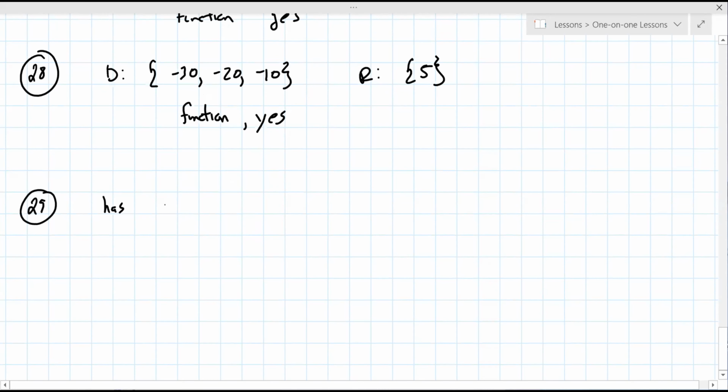Can you hear me? Because I can't hear you for some reason. This one has duplicates in X. I apologize, I was muted. 29 has duplicates in X, but that doesn't, we don't know. It either is a function or it's not.